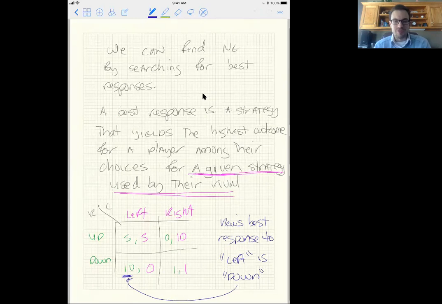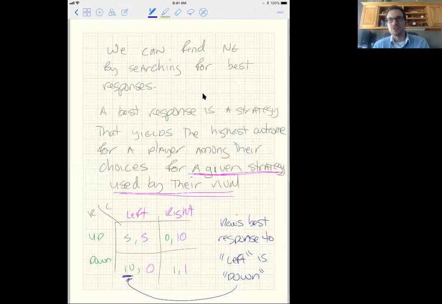Okay, so how is down right the Nash equilibrium? Well, we can find Nash equilibria by searching for best responses. All right, so what's a best response? A best response is a strategy that yields the highest outcome for a player among their choices for a given strategy used by their rival. So best response is a really useful concept. It's the idea that among the things I could do, I've selected the strategy that gives me the highest payoff. If that's true, that particular strategy would be my best response.